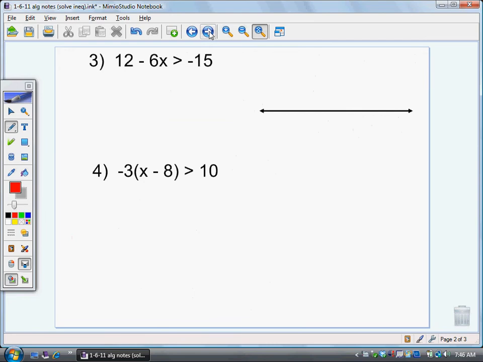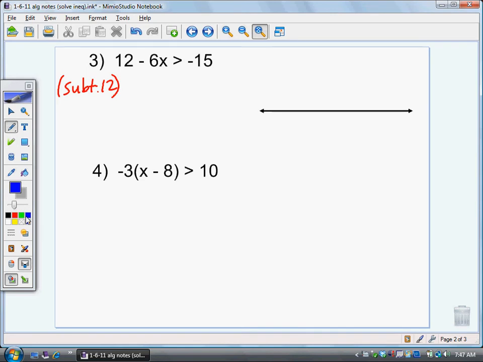Next page, I have two more. So if I'm going to solve this first equation, the first thing I'm going to do is subtract 12 from both sides. The reason I'm subtracting 12 is because my 12 is positive. It doesn't matter that there's a minus sign. I subtract 12 to get rid of a positive 12.